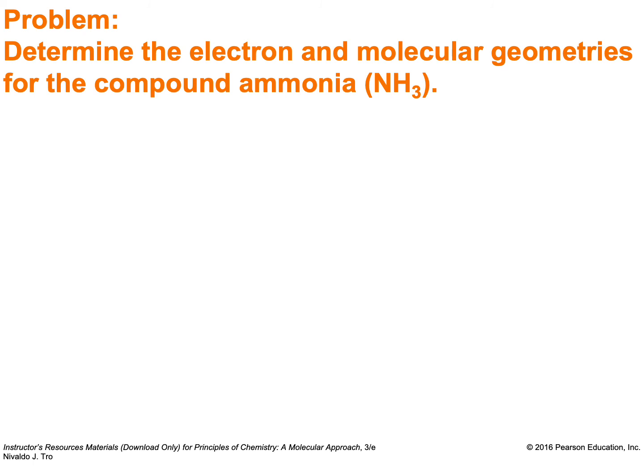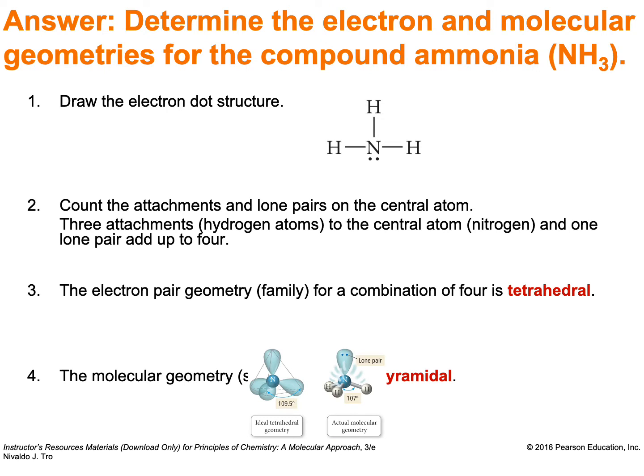Let's start with the ammonia molecule. And here's the answer. The Lewis structure is shown at the top. You have 1 lone pair and 3 bonded pairs. So even though they're different, you have 1, 2, 3, 4 total areas of electron density around the central atom. So the electron pair geometry is tetrahedral. Now all those areas are not equal, so the molecular geometry would be slightly different. In this case, if you have 1 lone pair and 3 bonded pairs, you have what's called a trigonal pyramidal. The angles would be slightly different than that of a true tetrahedral.